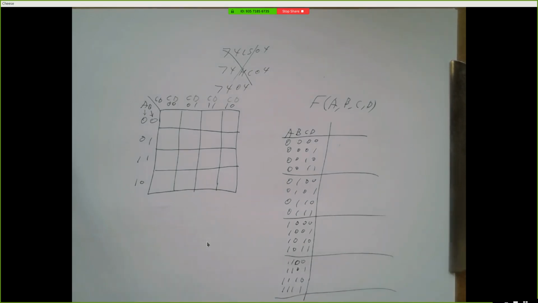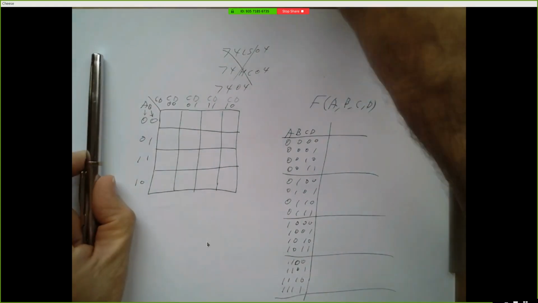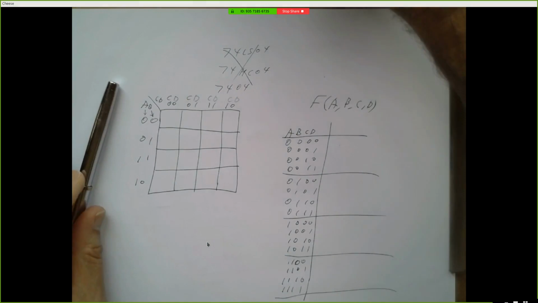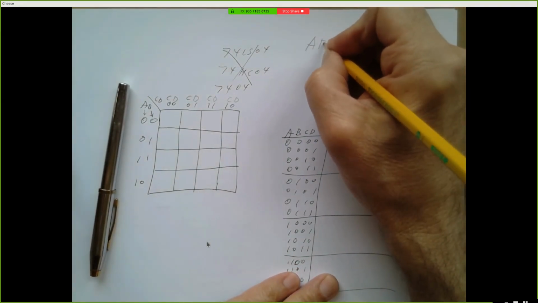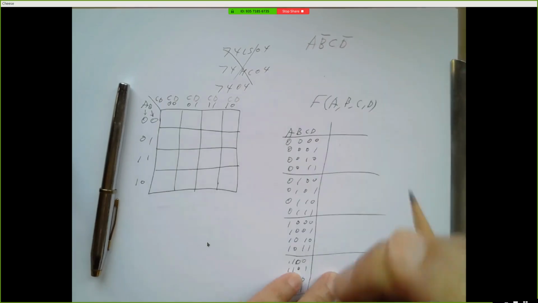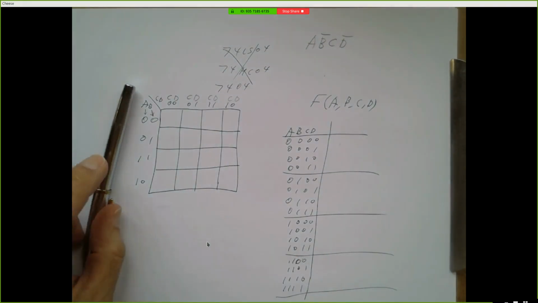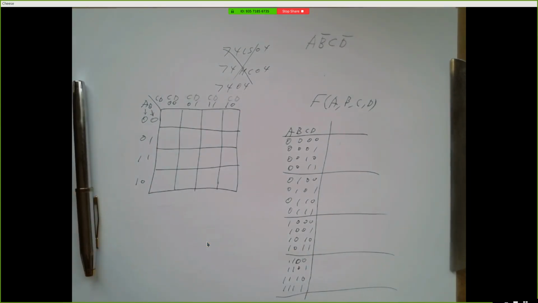Like that. Okay, so there's some shortcuts we can use. Suppose we have an expression like A, B bar, C, D bar. And we want to know which box that corresponds to in our K-map.